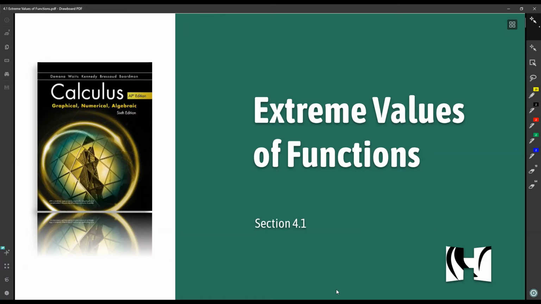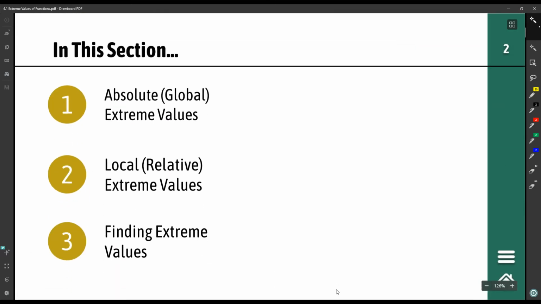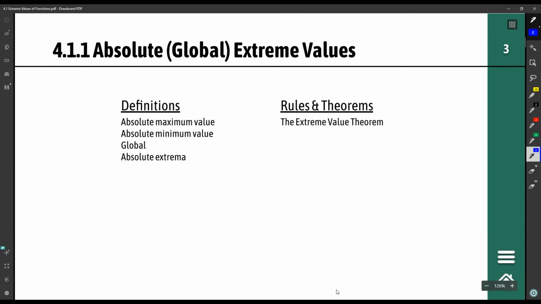It's time for a new section, and we start chapter 4 with extreme values of functions. In this section and in the following videos, we are going to learn about absolute or global extreme values, local or relative extreme values, and finally, how to find extreme values once we've defined them. So this video is going to be about the first of those things, the absolute or global extreme value.